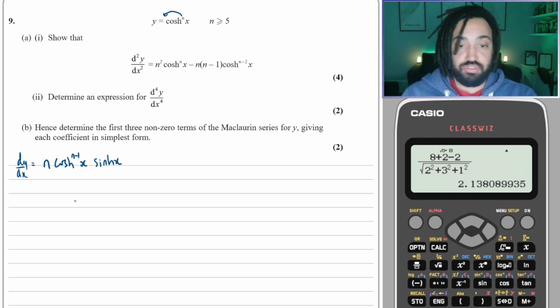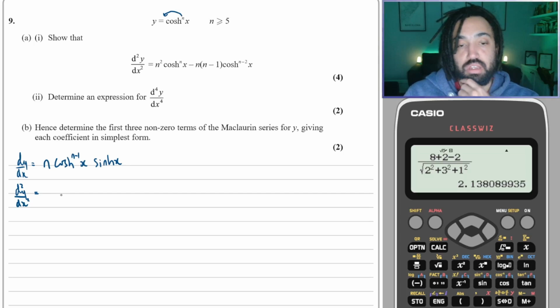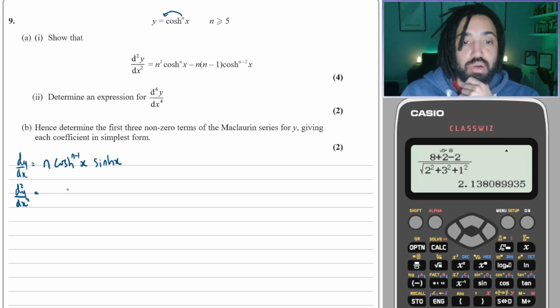Okay, so that's the first derivative. That's just using the chain rule. For the second derivative, I will need to use the chain rule and the product rule. So let's start by differentiating.